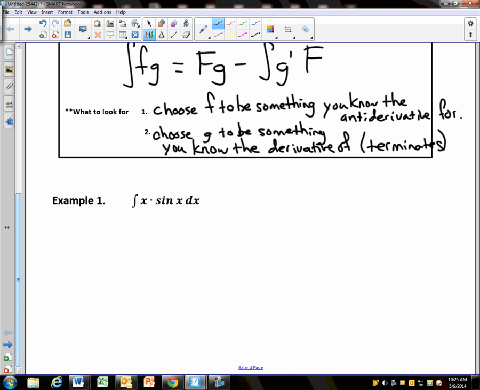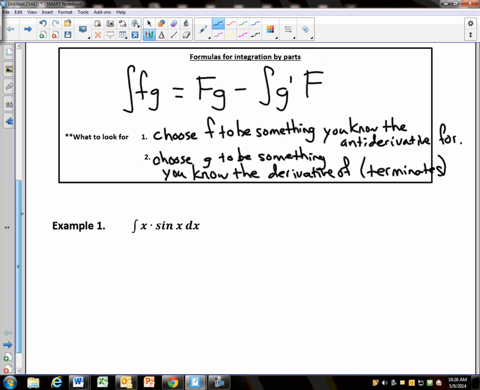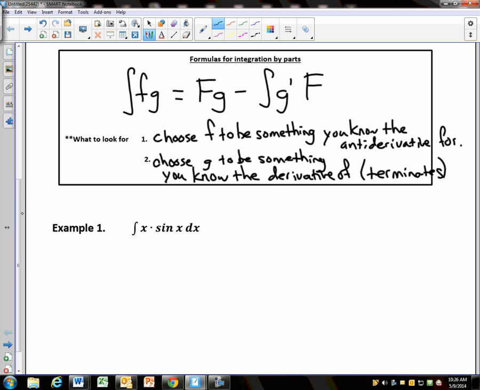And it's good if it eventually terminates. For example, what do I mean by terminate? Well, x to the third, what's the derivative? 3x squared. What's the derivative of that? What's the derivative of that? See, it terminates. Polynomials eventually will terminate as you take the derivative of them. It's very good to often choose those for g. As you can see, I'm going to have to find an antiderivative for f. So we want to choose f to be something you can find the antiderivative of. And then g, you like it if it terminates, or sometimes if it repeats.